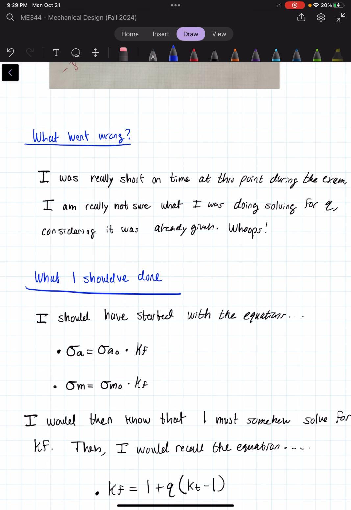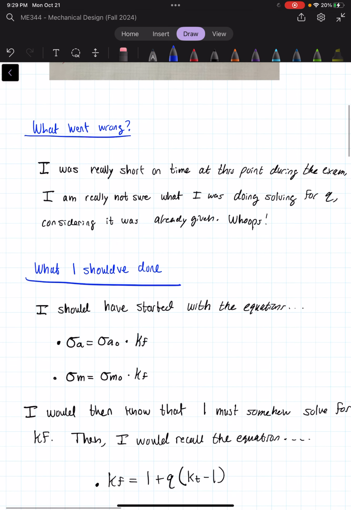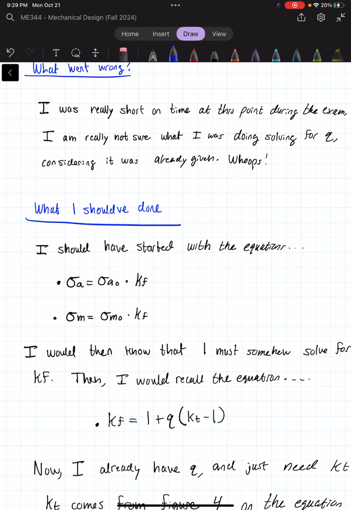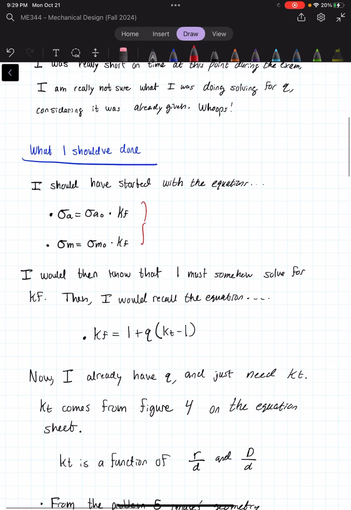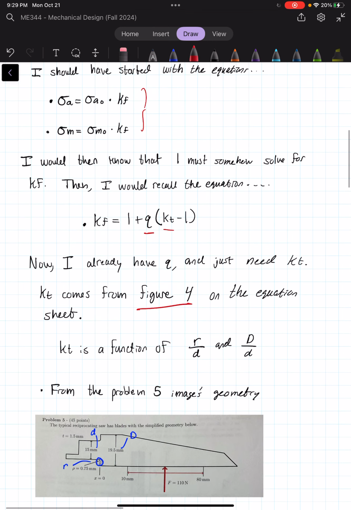So here's what I should have done. I should have realized that to get from the nominal stresses to the actual stresses, I need the Kf factor. So I should have highlighted these two equations, and from there I would have known that I can get Kf related to Q, which was given, and Kt, which can be found from figure 4 on the equation sheet.